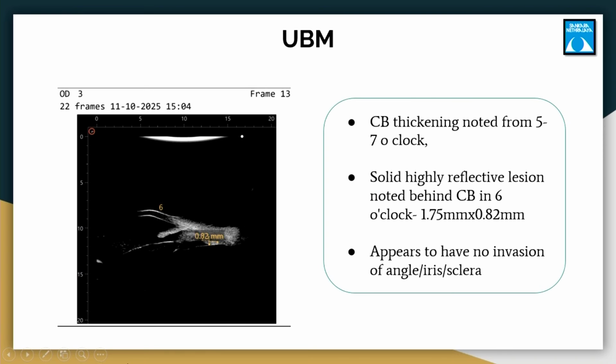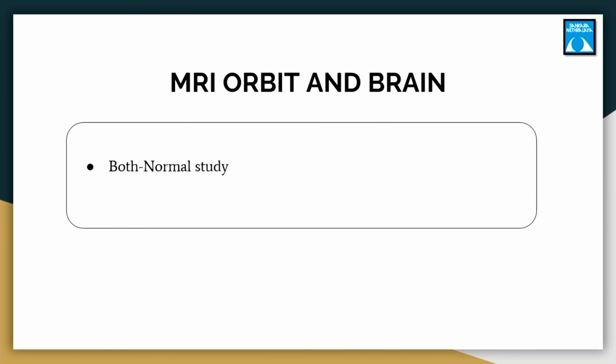Should I go to the next slide? This was the UBM finding. There was a small, highly reflective lesion noted behind the ciliary body, and that appeared to have no invasion into the angle, iris or the sclera. The lesion is extending here, even anterior to the point where we saw it in the fundus picture. That lesion is extending forwards. Okay. We proceeded with the MRI orbit and brain, which showed a normal study. What are you looking for on an MRI?